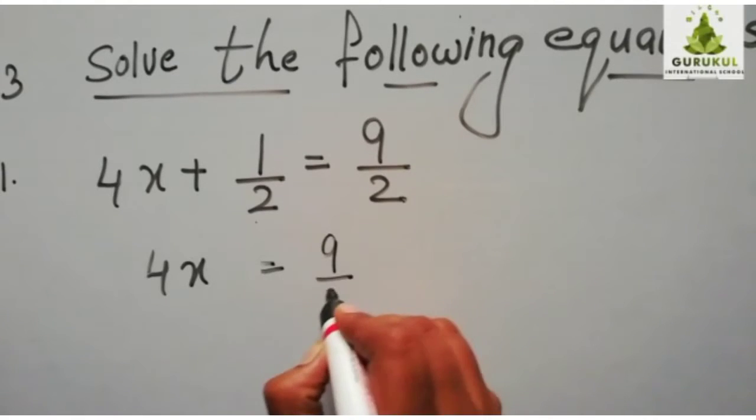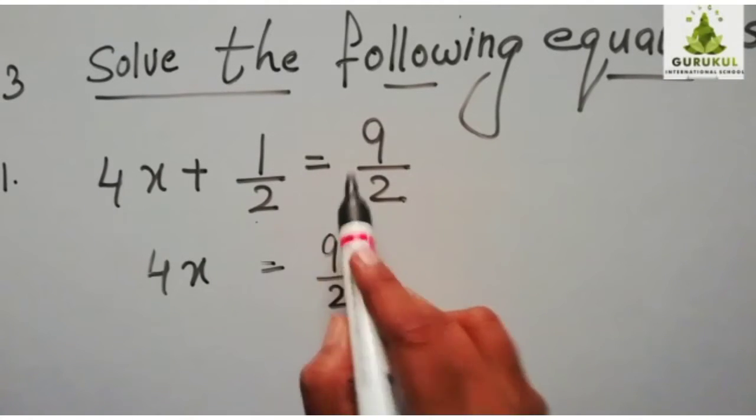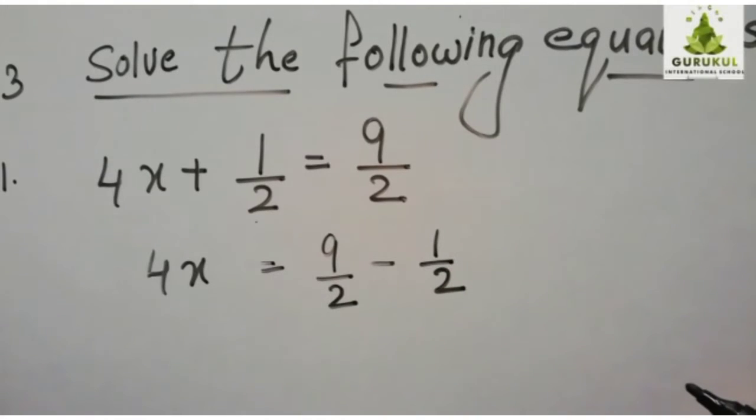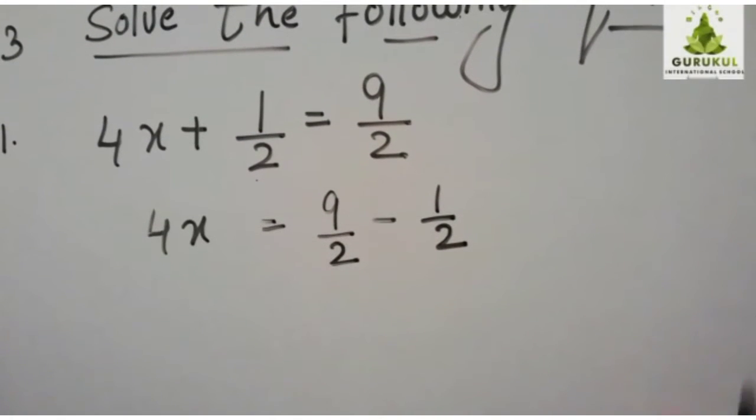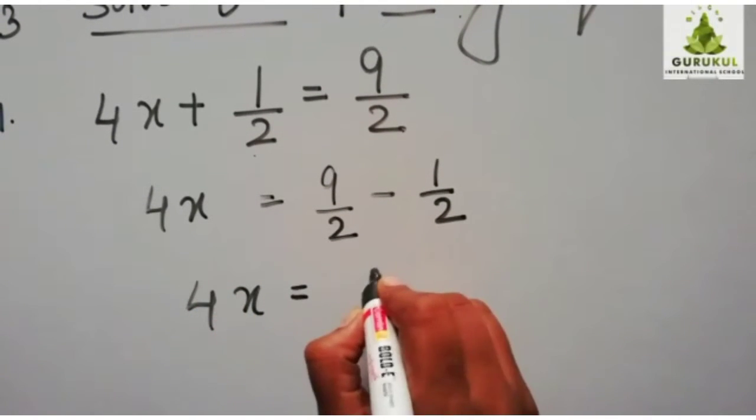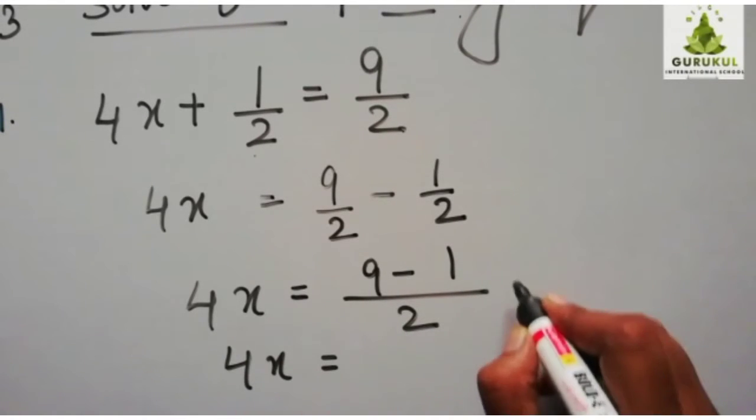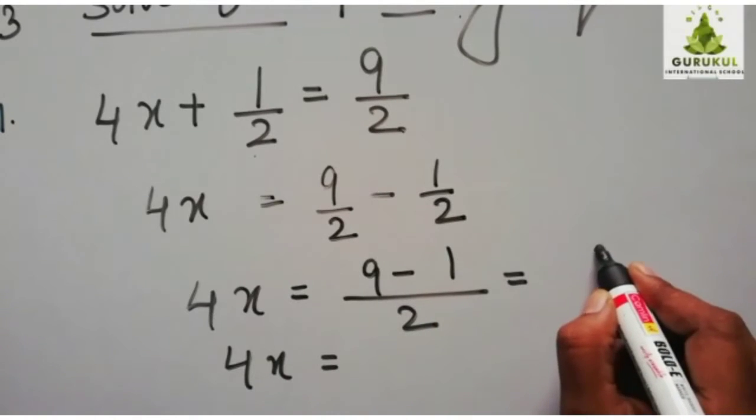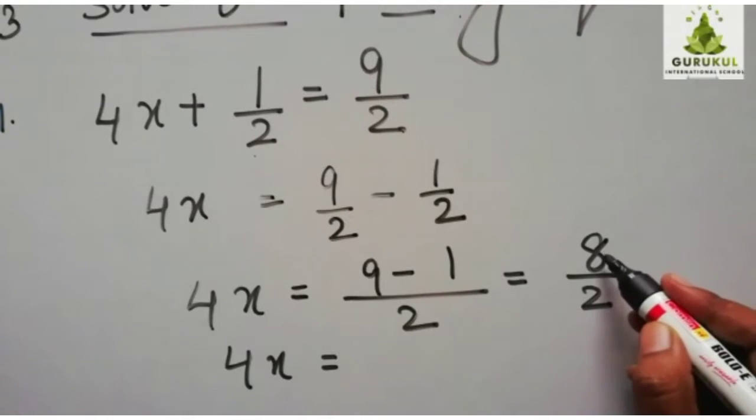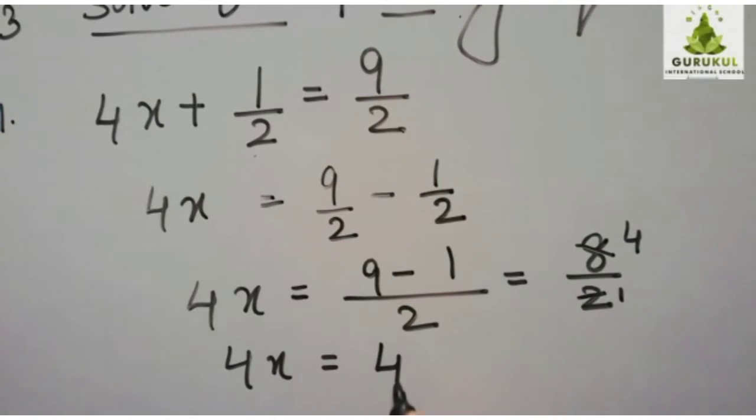So here already 9 upon 2 is there. When plus half goes to the other side of the equal to sign, it becomes minus. Plus half will become minus half. Is it clear? Now you know fractions, subtraction of fractions you know properly. So what are you getting? 4x is equal to 9 minus 1 upon 2. That means 4x is equal to 9 minus 1 is 8 upon 2. So 2 comes in the table of 2, you can cancel this 2. 1 times 2, 4 times. Now here you are getting 4x is equal to 4.